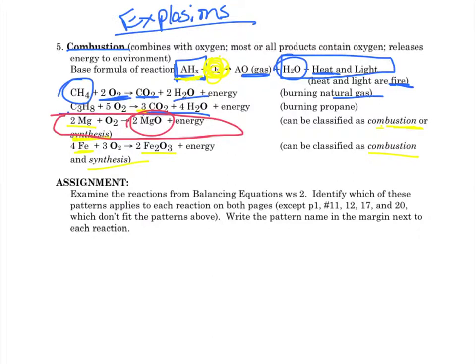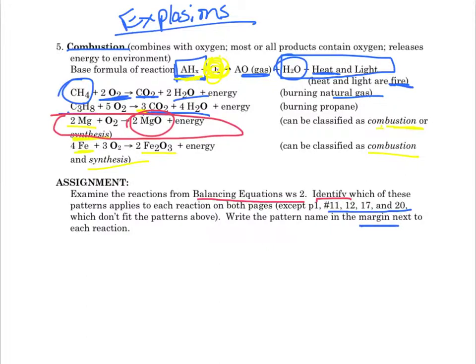Okay, what I would like you to do now is go back to worksheet 2 that we had finished, and identify each of the problems as a single replacement, double replacement, decomposition, synthesis or combination, or combustion. Label them with one of the 5. There are 4 of them that do not fit the pattern. So don't do it to 11, 12, 17, and 20, but do it to the rest of them and just put it out in the margin. Okay, so that's part of your assignment.